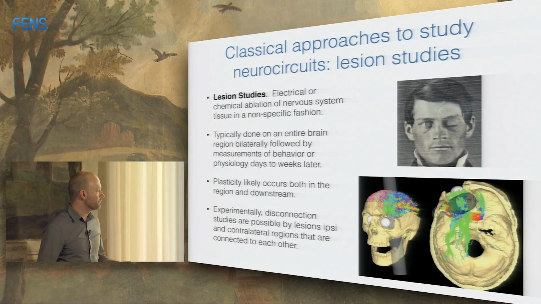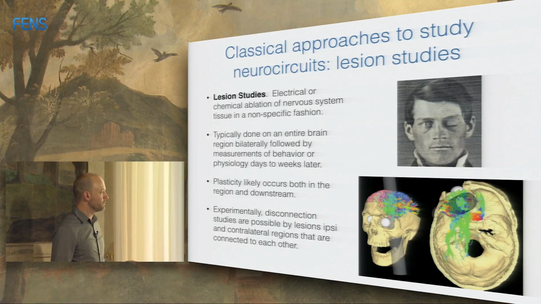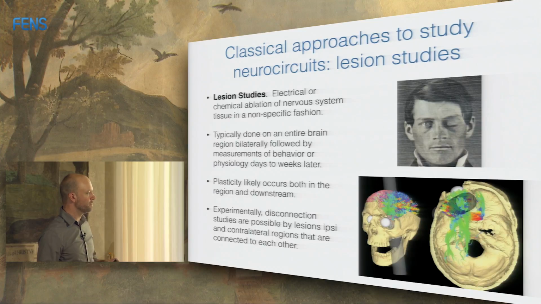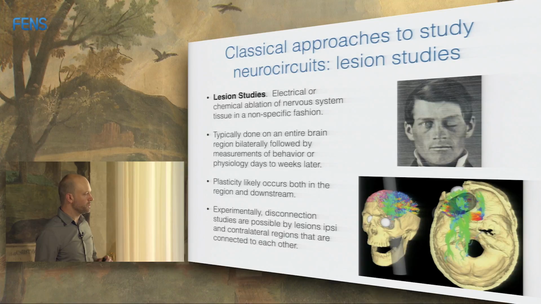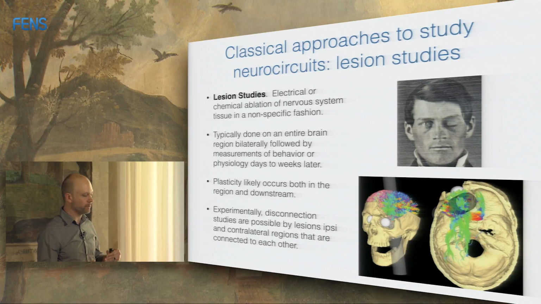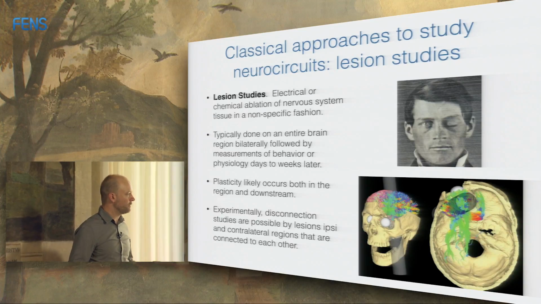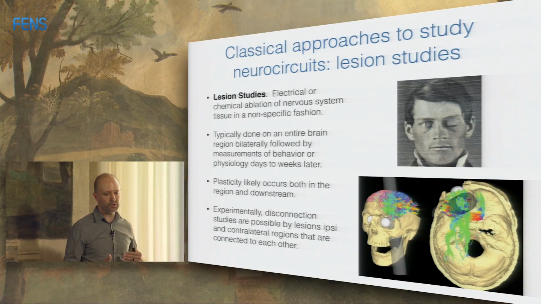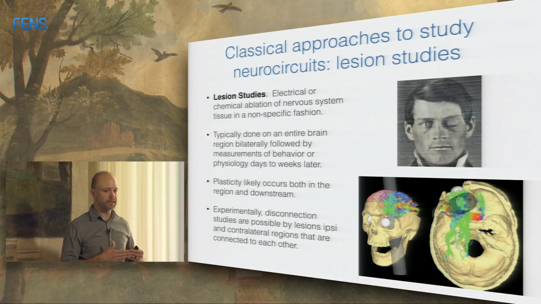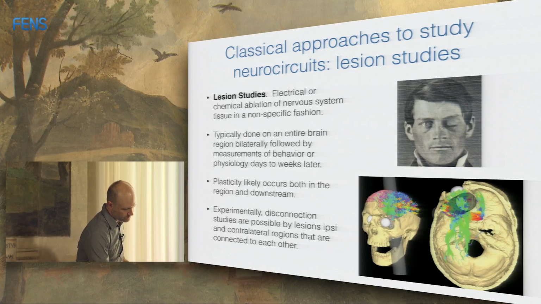Additionally, you can essentially leverage this approach to begin to look at connections between brain regions to some extent. There are a number of studies, often referred to as disconnection studies, where you have an ipsilateral and a contralateral region, two regions that you think are connected to each other. This can allow us to begin to try to understand whether the activity or information flow between one brain region and another may be important for a particular behavior.